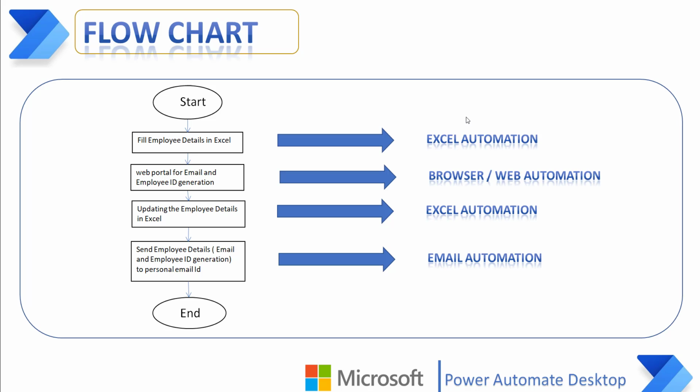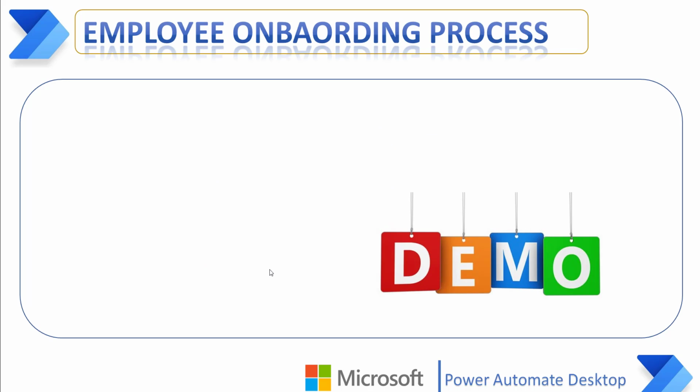These are all the manual steps that we are going to automate to reduce the efforts in the employee onboarding process by using RPA, right? There you can see Excel automation, browser or web automation, and email automation, which we are going to use in Power Automate Desktop to reduce the human efforts, and then we are going to create a desktop flow for that. All right. Before going to create a desktop flow, I will show you a small demo of the employee onboarding process project by using Power Automate Desktop.